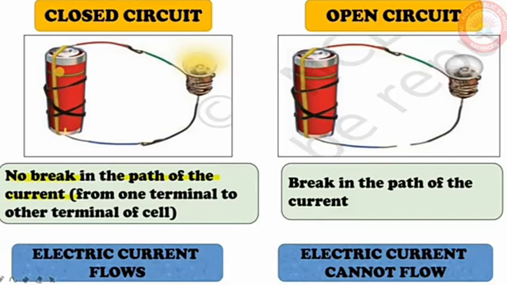So can you say what is a closed circuit and an open circuit? Yes, a closed circuit means no break in the path of the current. So the electric current flows and the bulb will glow. An open circuit means we can see a break in the path of current. So the electric current cannot flow. So in an open circuit the bulb will not glow.